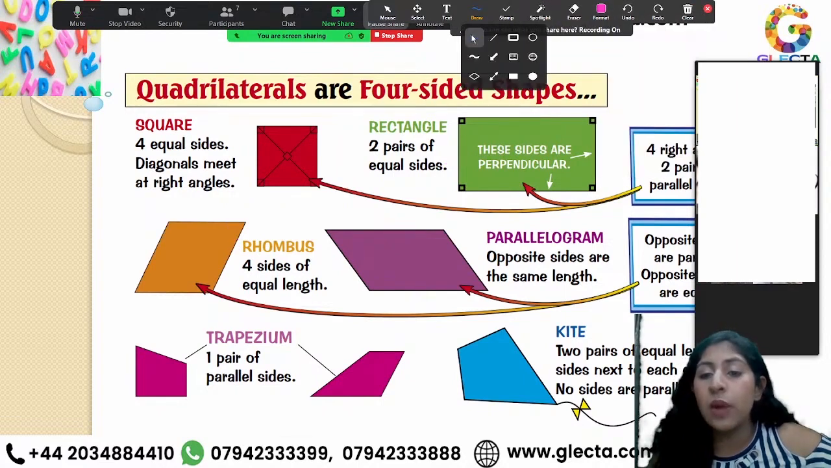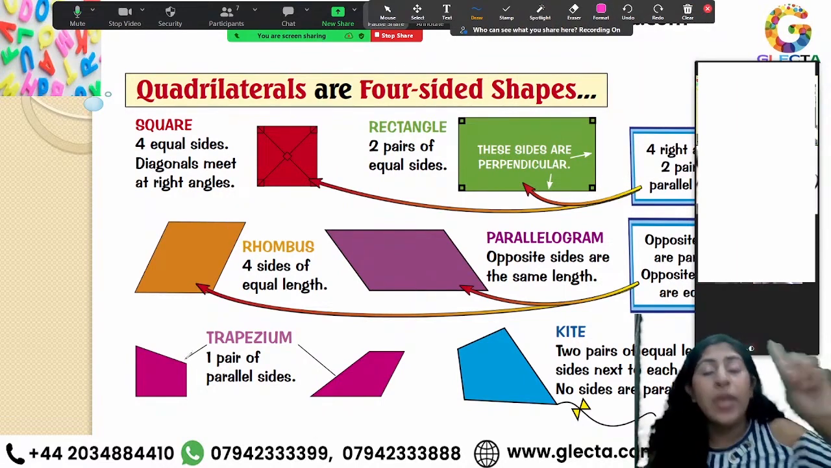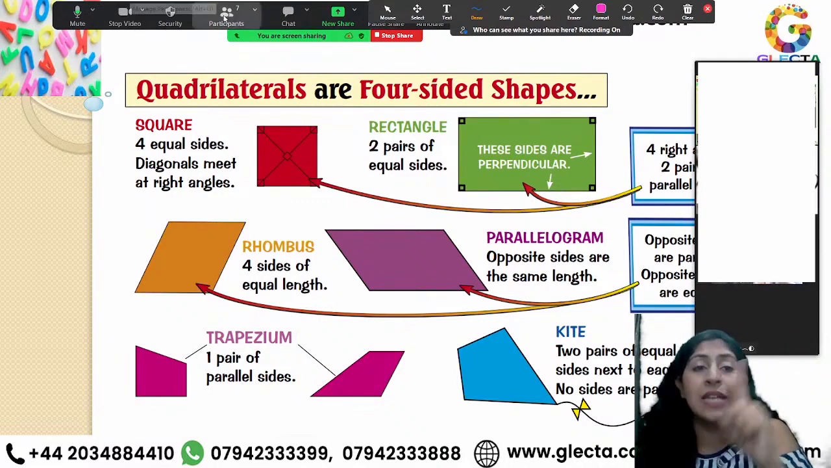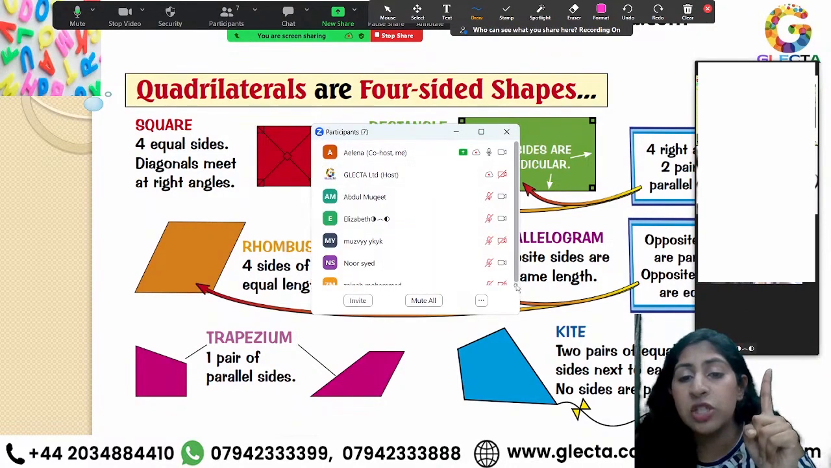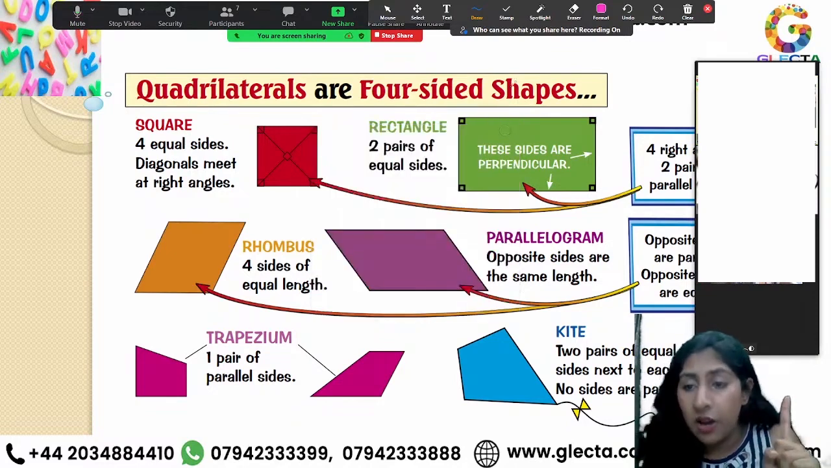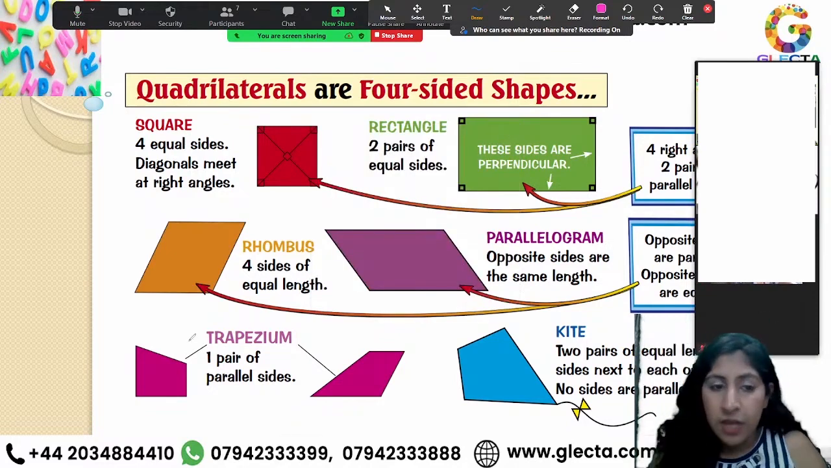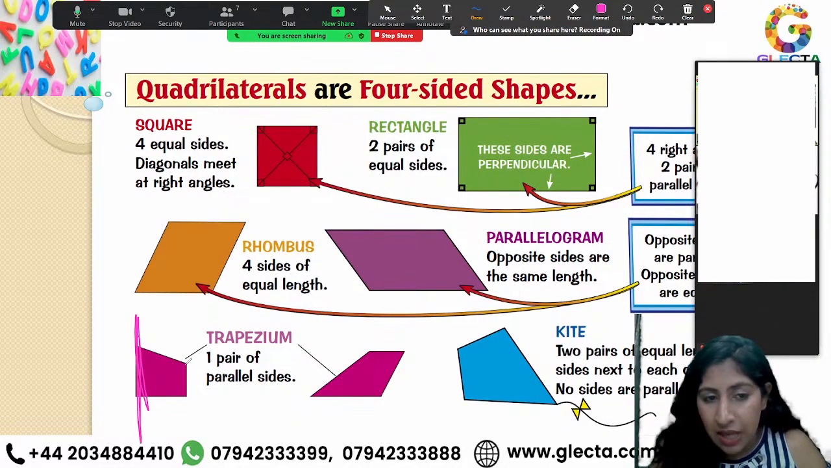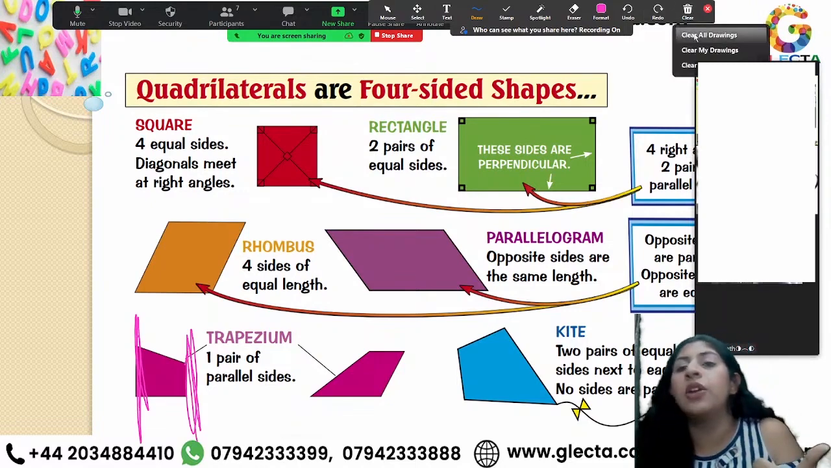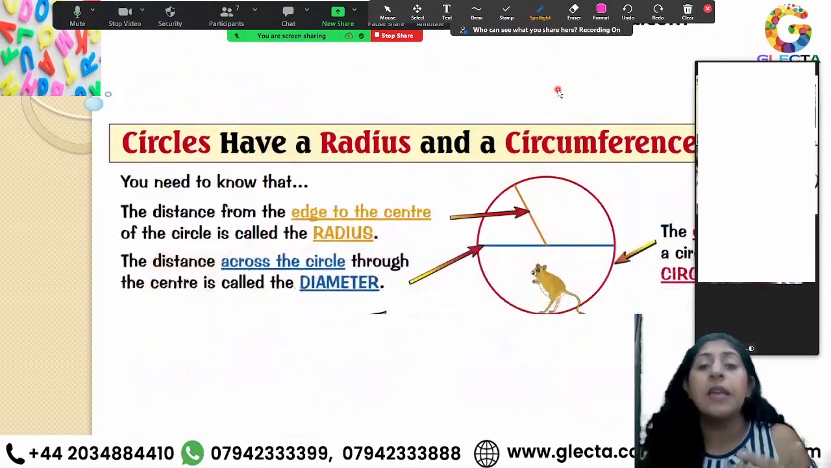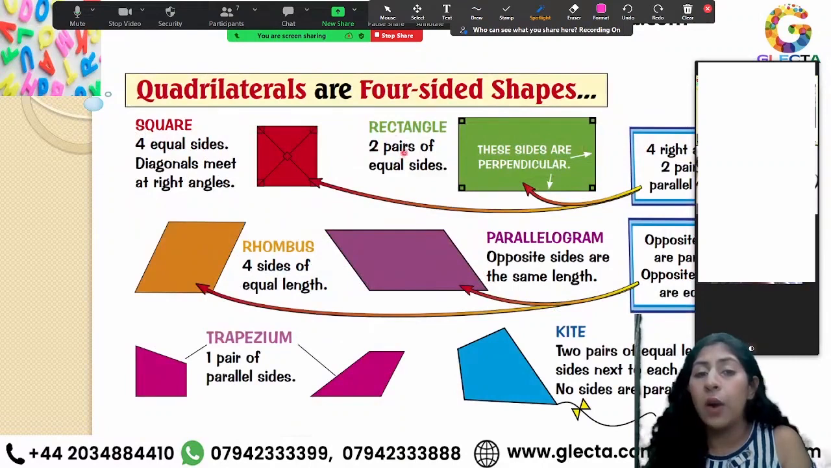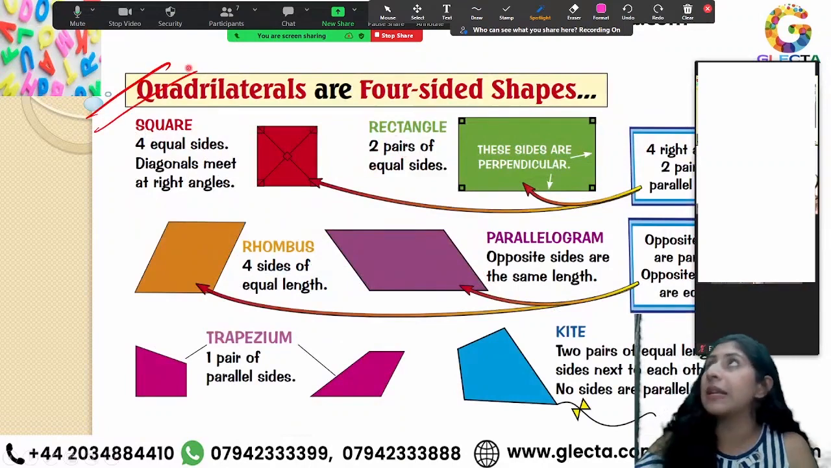Then comes the next one, which is trapezium. We have one pair of parallel sides. Parallel sides are those sides which never intersect each other. They go straight together. So this pair of parallel sides you see, right? And then you have another pair of non-parallel sides. Is this part clear to you? How we are discussing quadrilaterals? Is it clear to everyone?